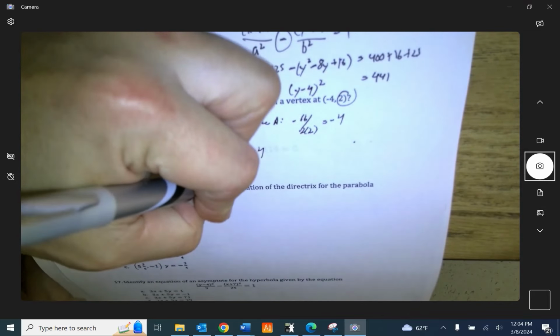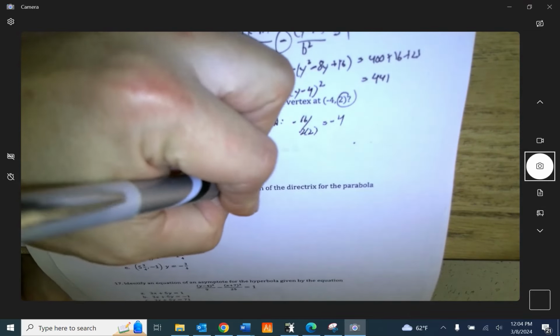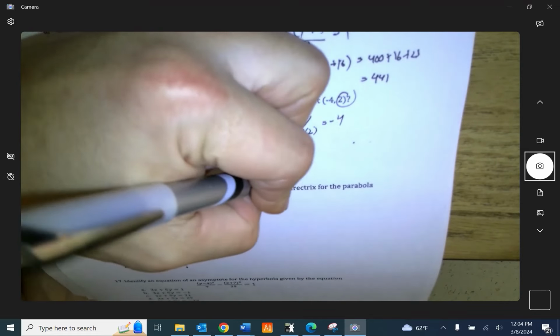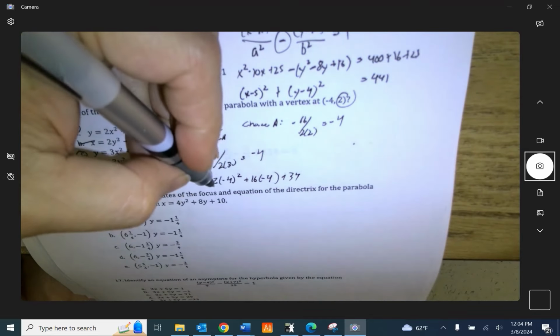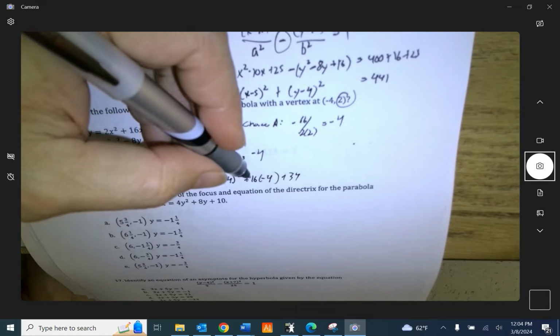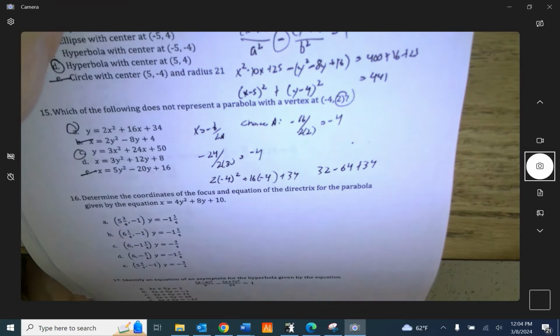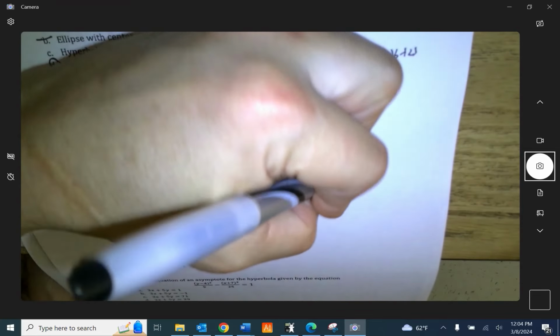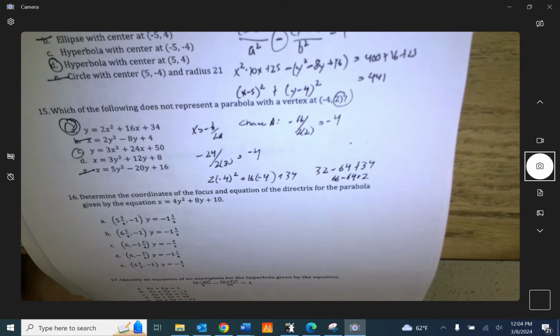But if I do 2 times a negative 4 squared plus 16 times a negative 4, and I add 34, what do I have? I have 32 minus 64 plus 34. So I have 66 minus 64, which is 2. Cool. It's definitely choice A.